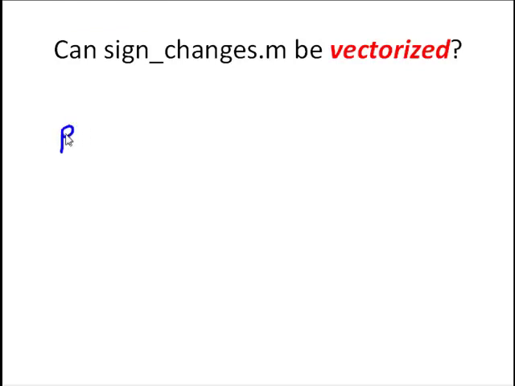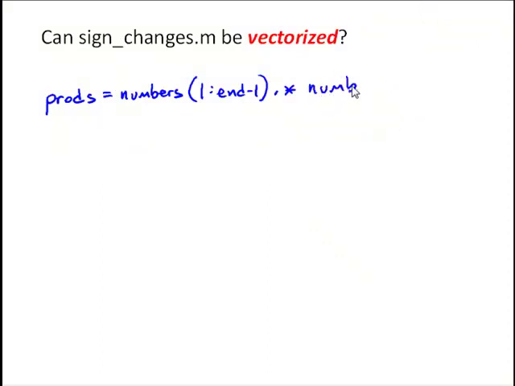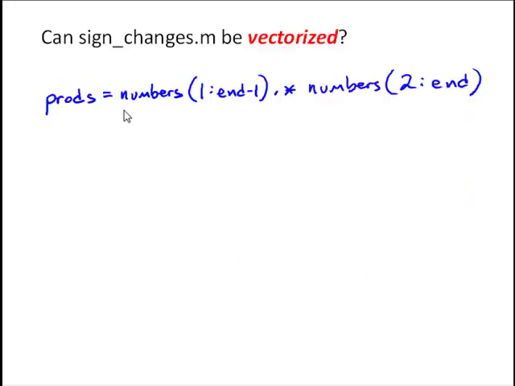So one, we can create a vector called, say, prods, and that's going to be equal to numbers 1 to end minus 1, times numbers 2 to end. So that statement is a vectorized version, all at once, of this first part of our condition, multiplying numbers of index times numbers of index plus 1. So here we're doing that all at once.